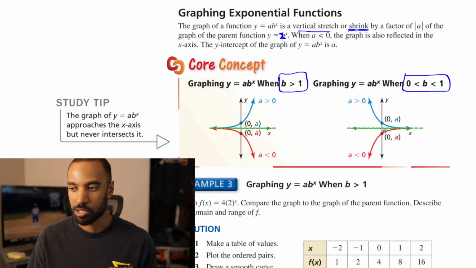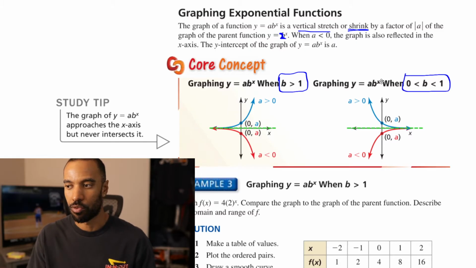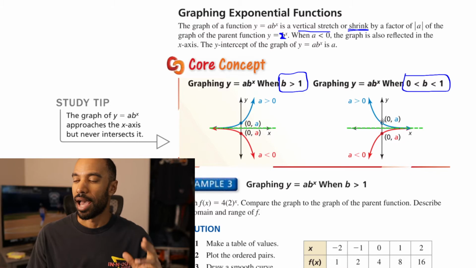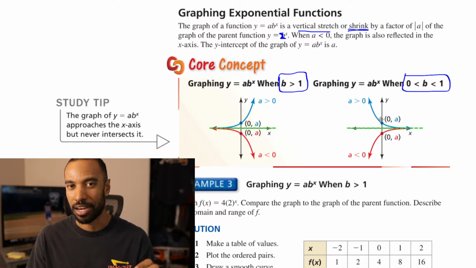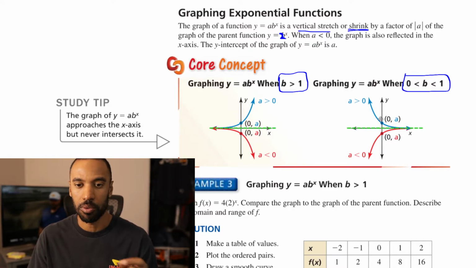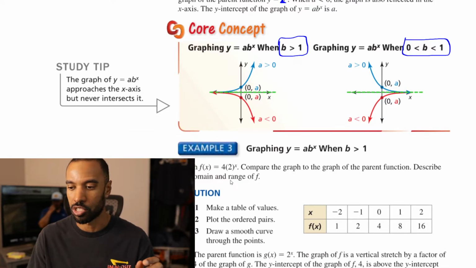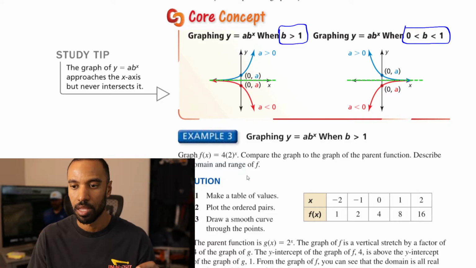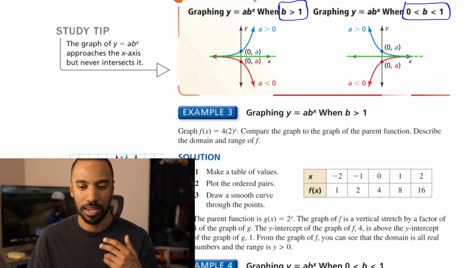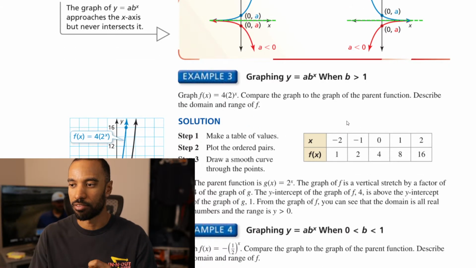There's a horizontal asymptote on the x-axis for non-transformed graphs such as these ones, at least non-translated graphs such as these ones, to indicate that our points never actually touch this x-axis. Our y value never actually becomes 0, and this will be reflected in our domain and range. I can see we're going to be talking about domain and range here in a bit. So I wanted to really slow down and talk about that, and I'm going to now move forward and get to more of the graphing.